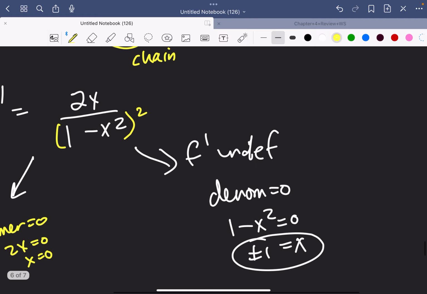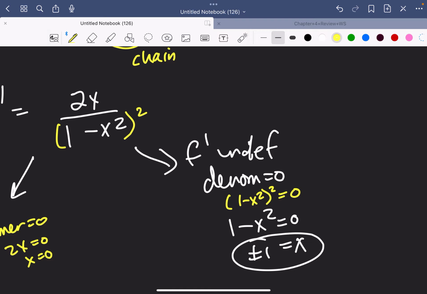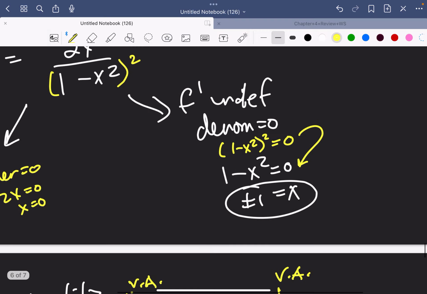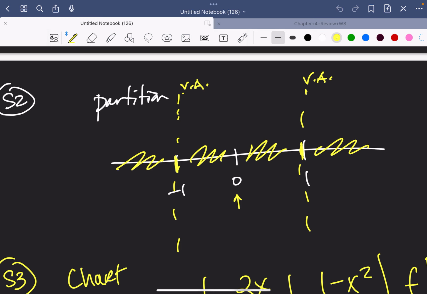And then we only get undefined for a fraction if the denominator is equal to 0. So that would mean 1 minus x squared, squared, is equal to 0. Well, that only happens if 1 minus x squared is 0, which means x is equal to plus or minus 1. And we've already seen those values, right? So we partition, step 2. And we have our vertical asymptotes that we spoke about earlier. And then we have this other critical value here at 0. So we've now broken our number line into 1, 2, 3, 4 pieces.